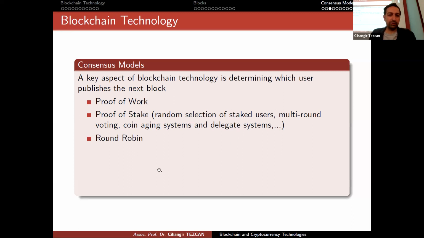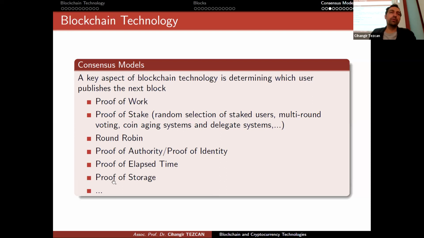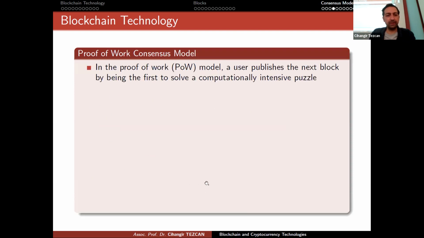Other consensus models like round robin, proof of authority or proof of identity, proof of elapsed time, proof of storage, which is recently researched a lot. But there are also other things that I haven't included here. People come up with new consensus models. But most of the cryptocurrencies use proof of work. Some of them use proof of stake.